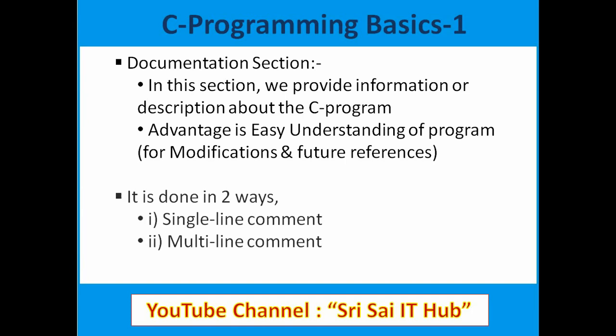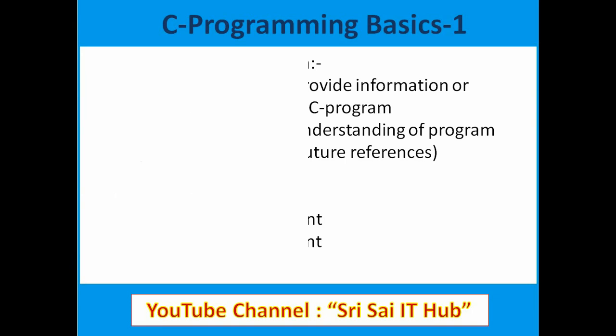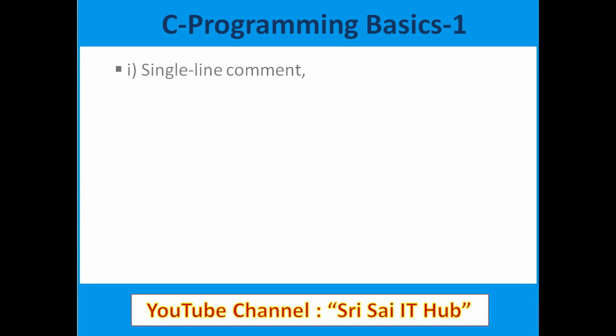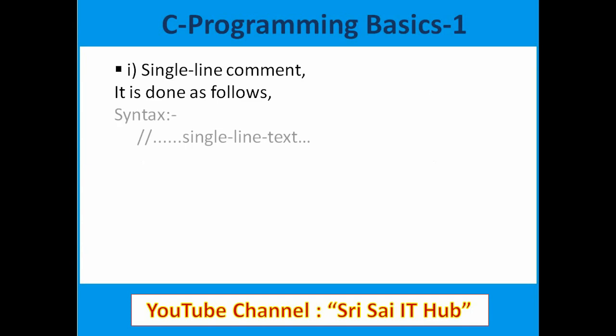So how do we write this documentation section? We have two ways. First one, single line comment, and second one, multi-line comment. Let's start with the single line comment. It provides a single line of description in a program, and it is done with 2 forward slashes. So using 2 forward slashes, we can provide the single line comment.